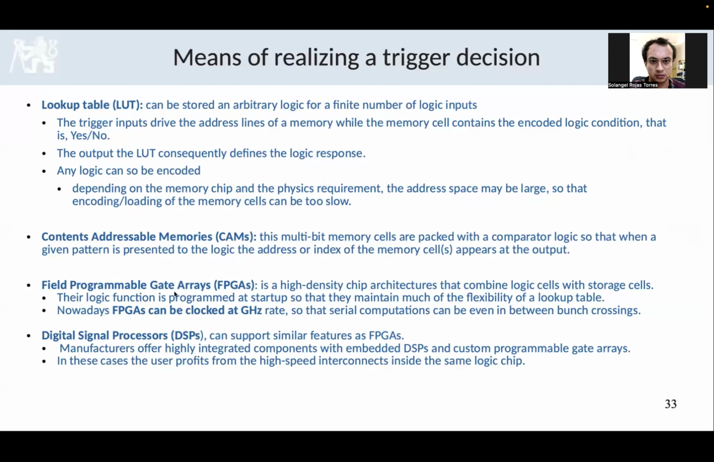Also, this is actually the fastest as far as I know, field programmable gate arrays, FPGAs, which is a high density chip with a lot of logic gates embedded inside, and you can interconnect between them. So in here you can implement some memories, even lookup tables or any logic, and this can be clocked up to gigahertz rate. So it's very fast. This is what is normally used up to today.